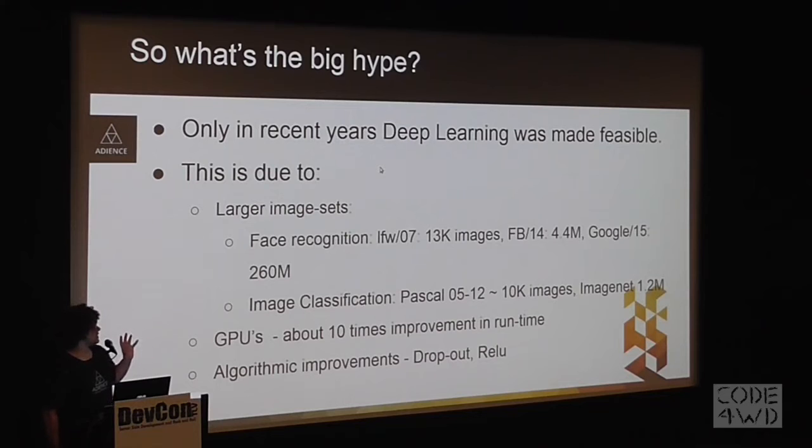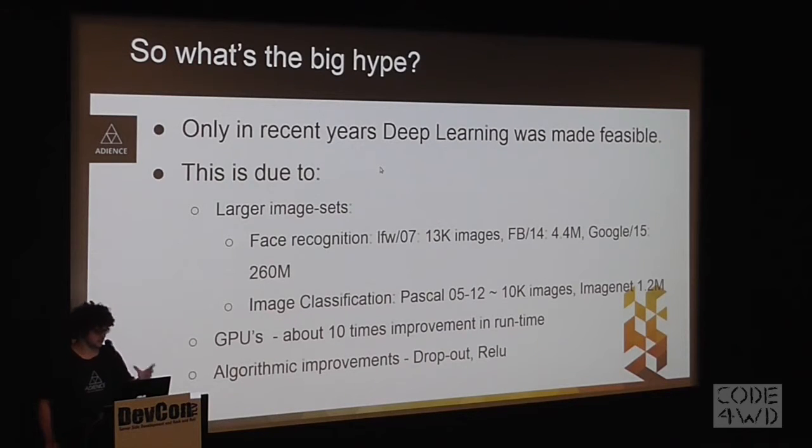There was a big hype around it, and they used 4.4 million images to train. The following year, Google used 260 million images to train. So you really need a lot of images. And by the way, those face recognition models by Facebook and Google are almost as good as humans at identifying faces. They're also almost as good as humans at face recognition challenges.